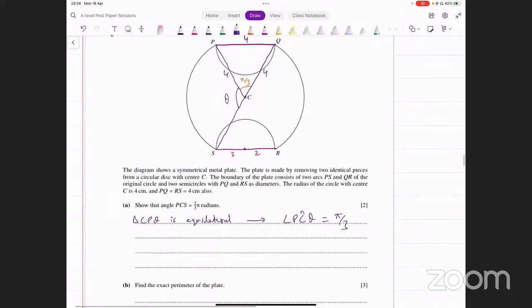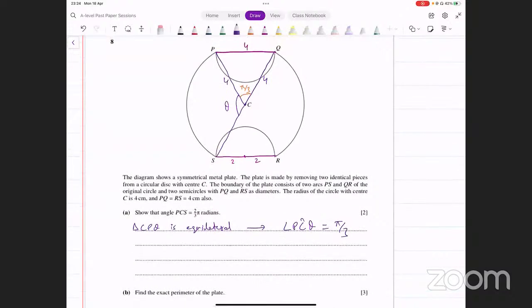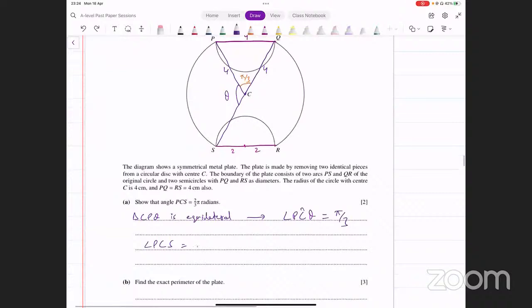अगर एंगल PCQ pi over 3 है, तो जो उसने एंगल पूछा है PCS, what is that going to be? You can see this is the diameter. ये straight line है आपके पास. PCS is going to be pi. That's the angle in a straight line. Pi minus pi over 3, and that gives you 2 pi over 3. And that's what we had to show. Okay? This is what we get. Not 2 pi. This is pi minus pi over 3. Straight line pe angle pi hota hai. Okay?